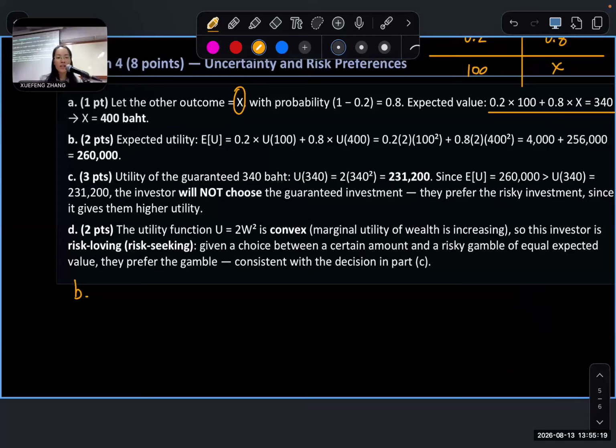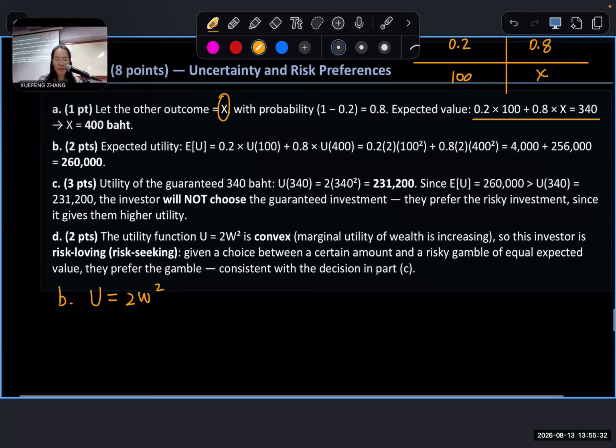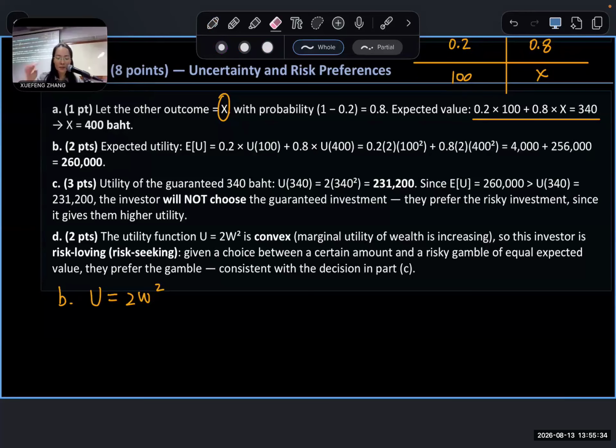What does the utility function mean? U equal to W squared. W means wealth, money, right? The money you have. So here, for question B, you just calculate the expected utility. Right here, I showed you.